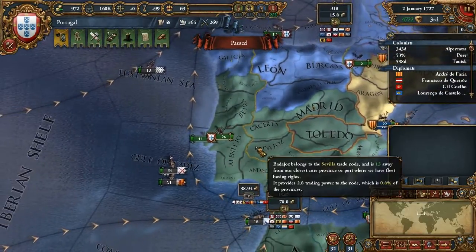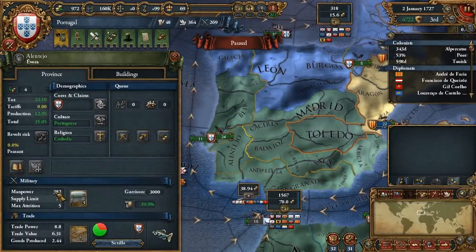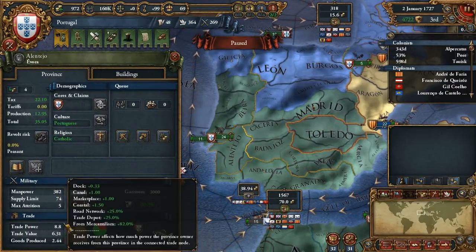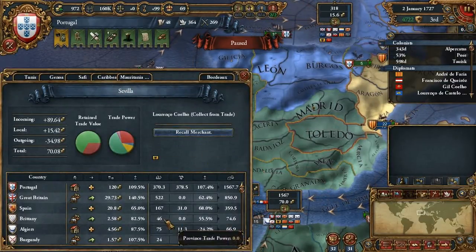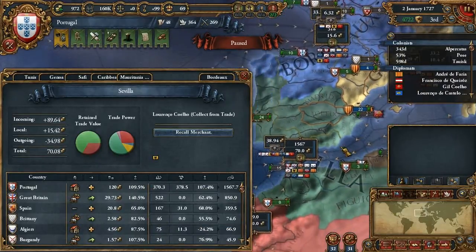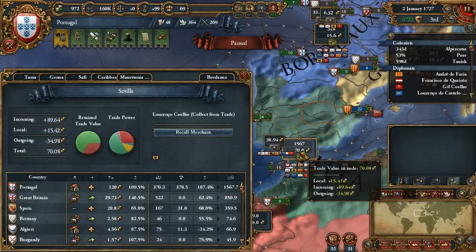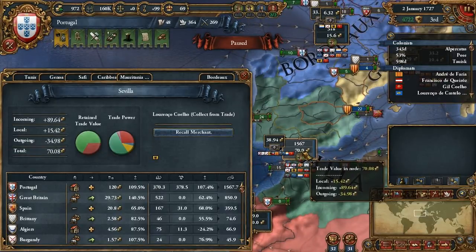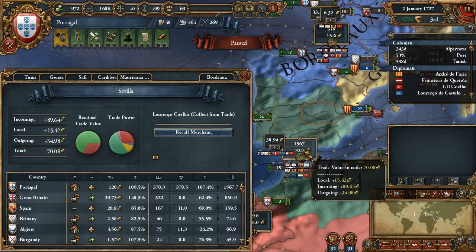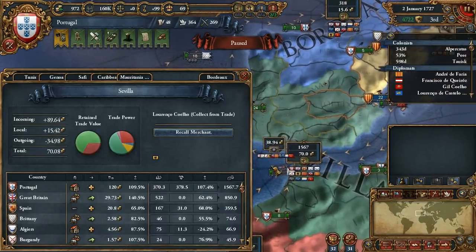And the second thing that you got is trade power. Trade power is basically how much influence you have within the node to affect the trade value in it. So trade power determines what you do with a trade value. Trade power is control over money. So let's go more in depth.